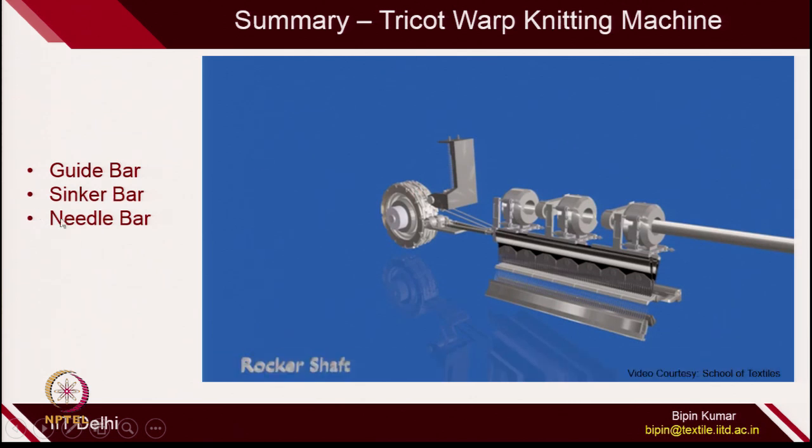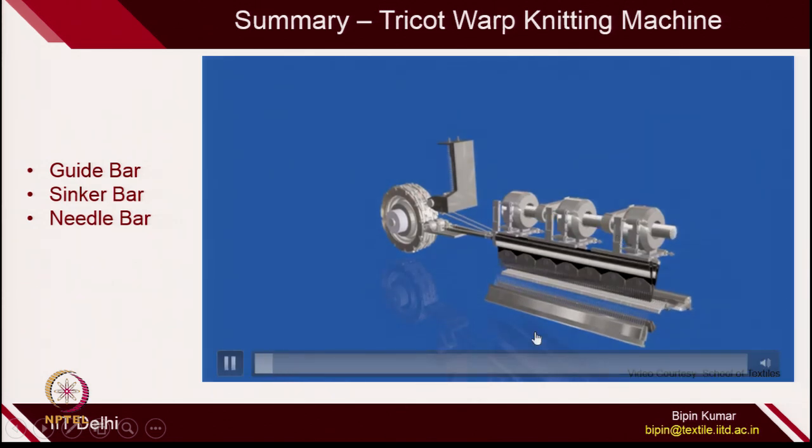In that machine I showed you there were 3 bars. A bar is a long rod on which individual guides, sinkers and needles are placed. So, any warp knitted structure, when produced on a tricot machine, involves the interaction of 3 basic elements on the machine, which are the guide, sinker and needle. These 3 individual elements of the machine are placed on their respective bars. So, this video will show you how these guides, sinkers and needles are placed on the machine.